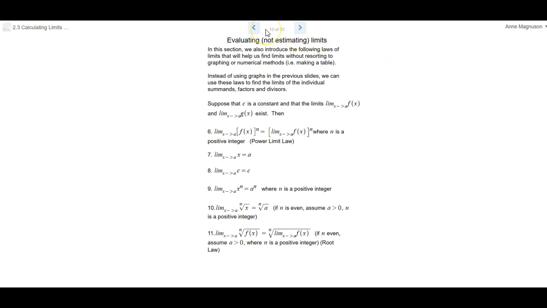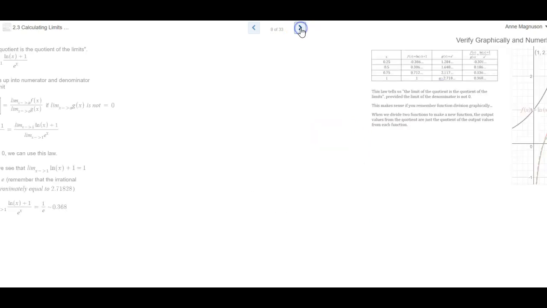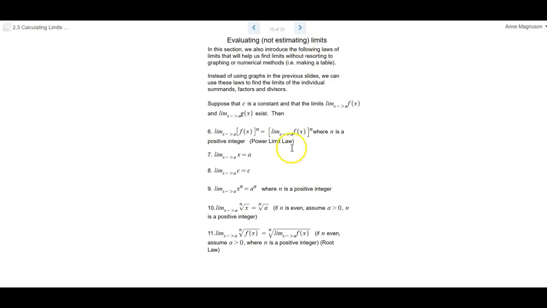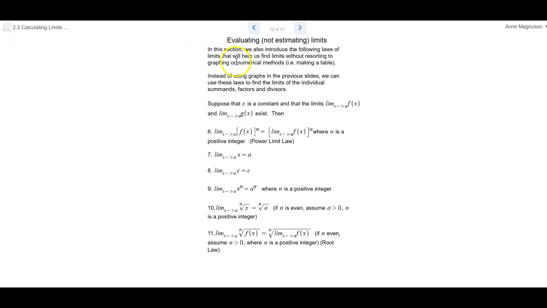Okay, so that's good to know, but notice that in these problems, we still looked at the graph to figure out what these individual limits were when we broke it down into products of limits or sums of limits. So this next group of laws is going to help us actually find those individual limits that we couldn't figure out unless we looked at the graph. So I've just listed up the next 6 laws here.